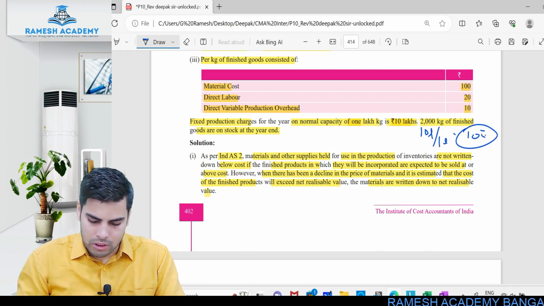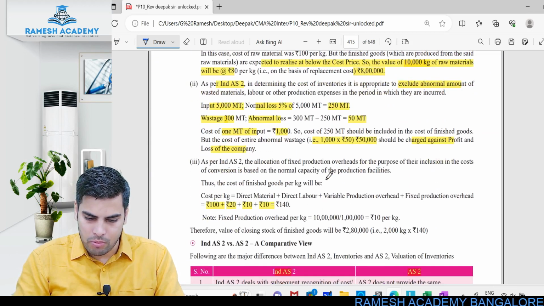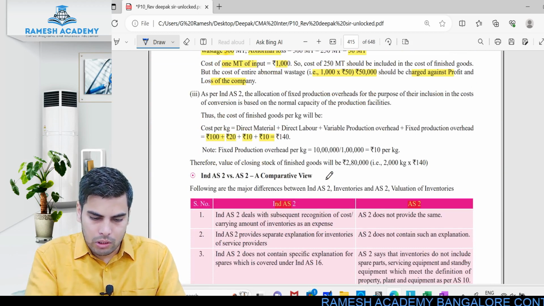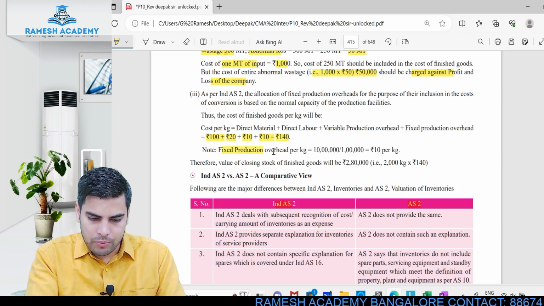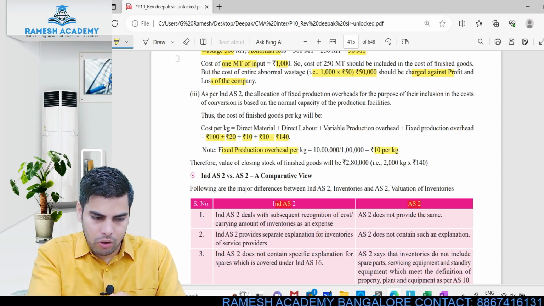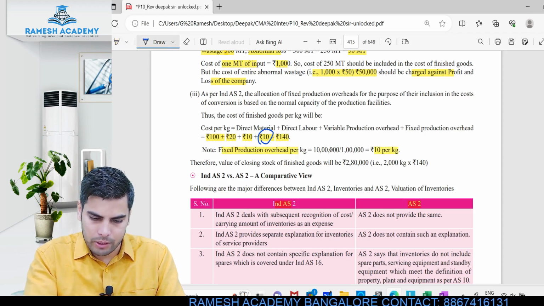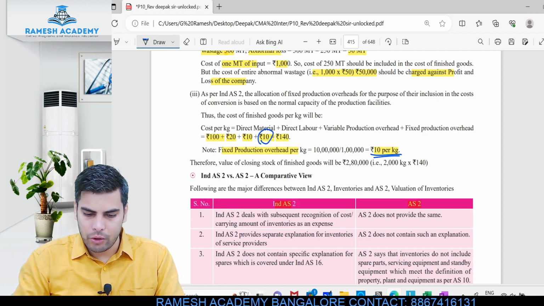Okay, so the same amount they have just added as a component of inventory. So total cost of inventory will be how much? This would be 140. So fixed production overhead is 10 rupees. They are talking about this amount, how we got this 10 rupees. The calculation is right over here.